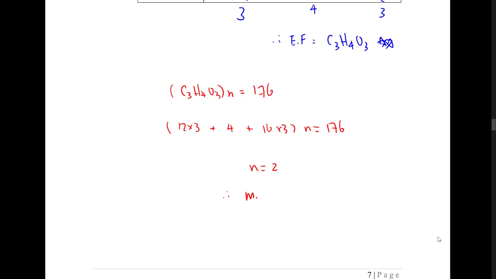And therefore, your molecular formula or your chemical formula is C6H8O6. I hope this has helped you to calculate empirical and molecular formulas, and I'll see you next time.